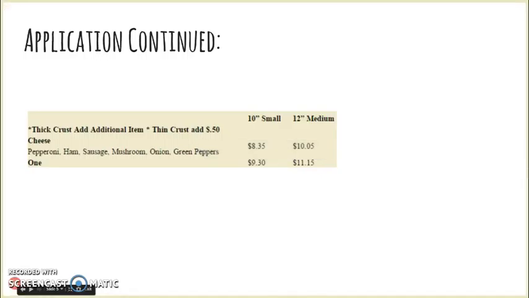Another application I have is for pizza prices. This is actually a screenshot from the menu at Andrea's Pizza on Boston, which is a popular spot in East Grand Rapids. I am showing the price here for one topping for a 10-inch small and one topping for a 12-inch medium. And those inches that they're noting up here are measured by the diameter of the pizza. So that's how pizza is measured.